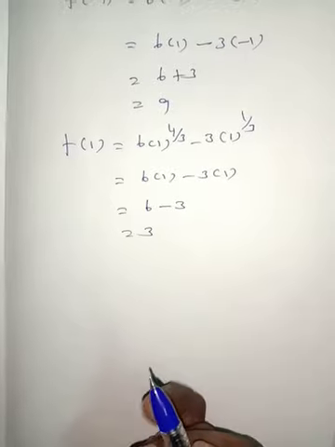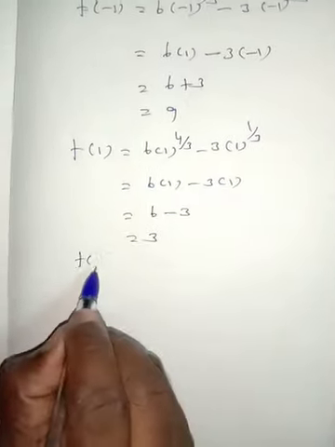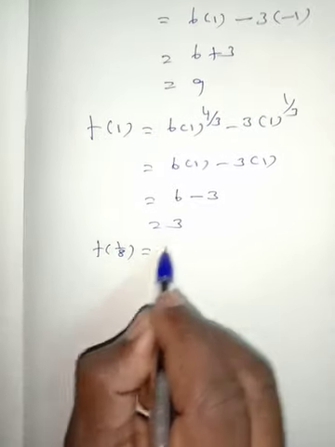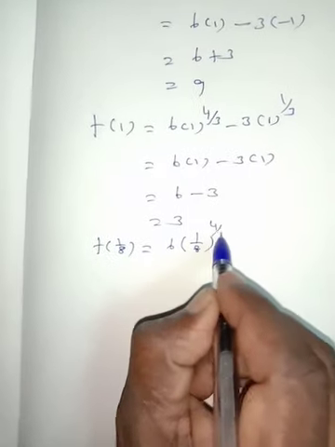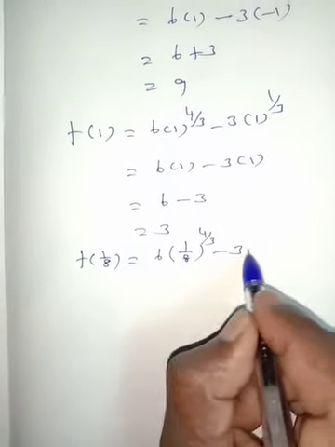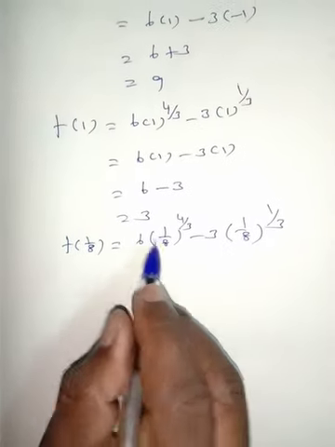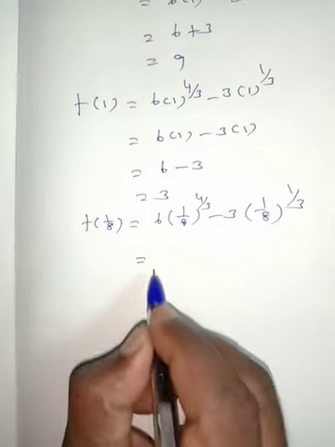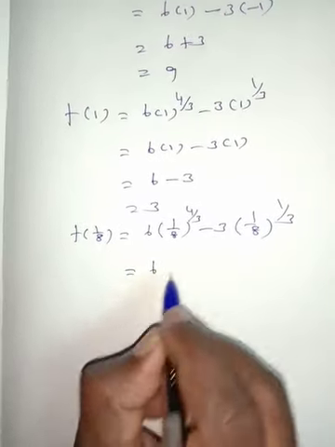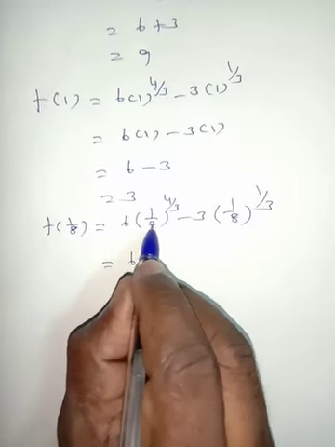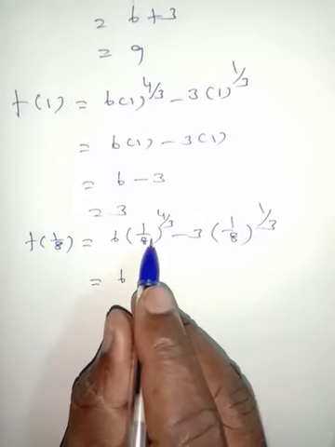Next the critical number. Put x is equal to 1 by 8. F of 1 by 8 is equal to 6 into (1 by 8) whole to the power of 4 by 3 minus 3 into (1 by 8) power 1 by 3. This means 6 into 1 by 8, which means 8 power minus 1. Therefore 2 to the power of minus 3 is 1 by 8.